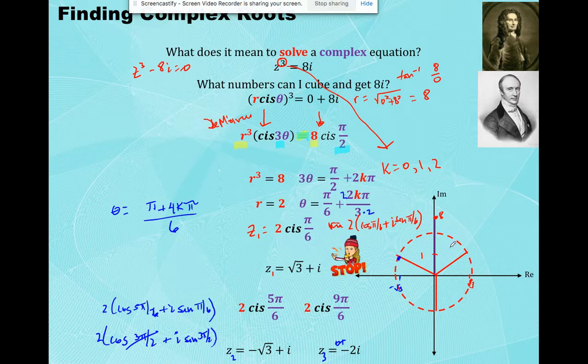Because what is the length of each one of these radii? Just like the last one, because I still used 8. Cool, right? Cool.